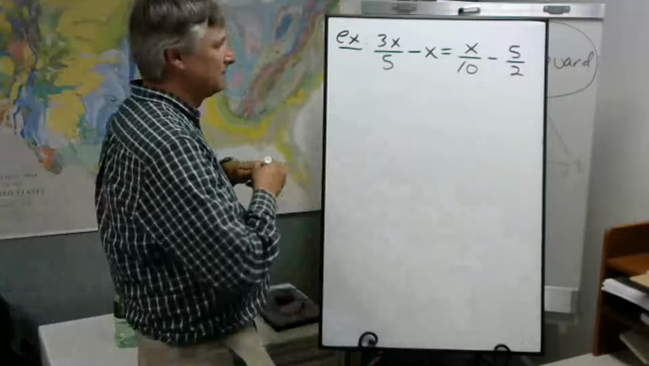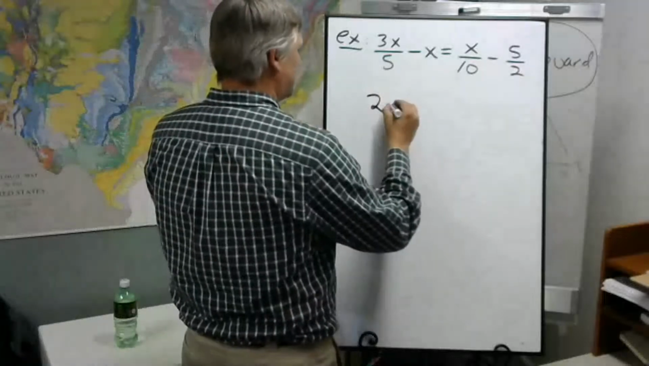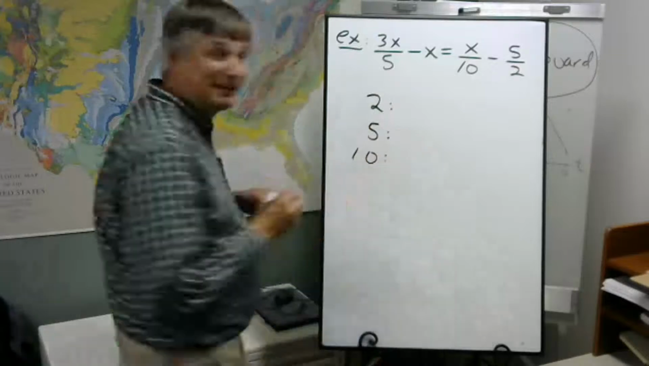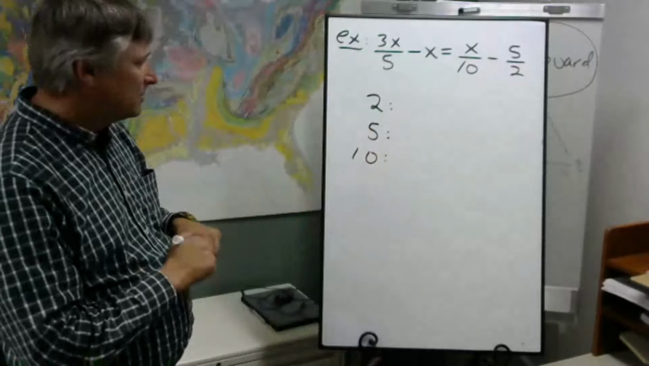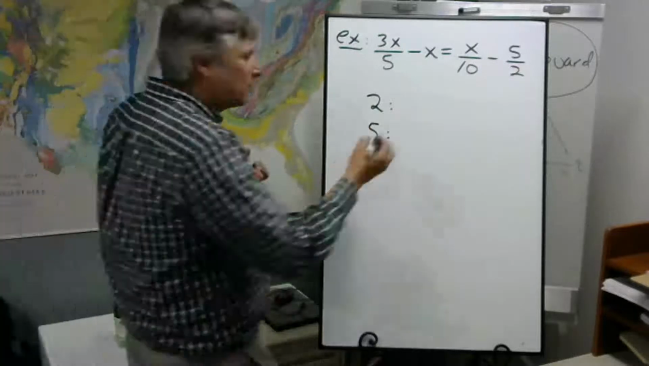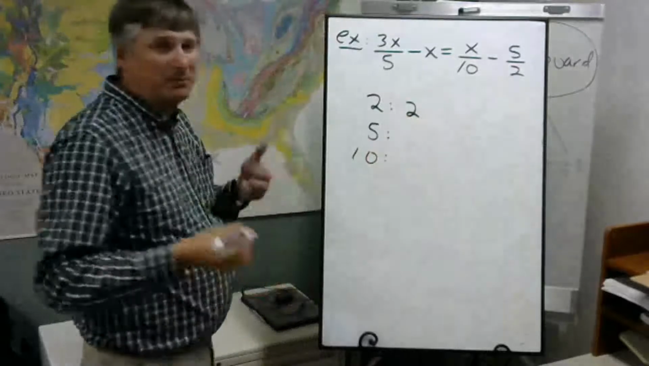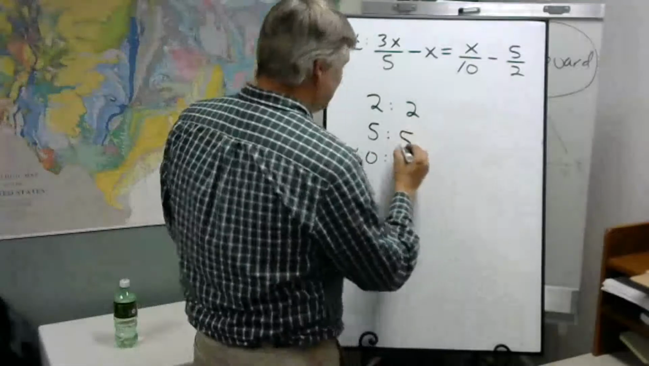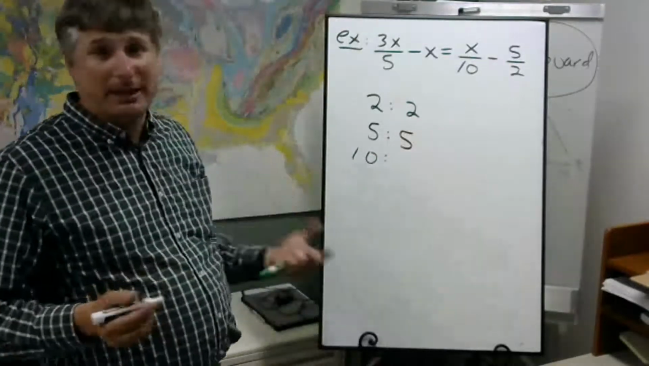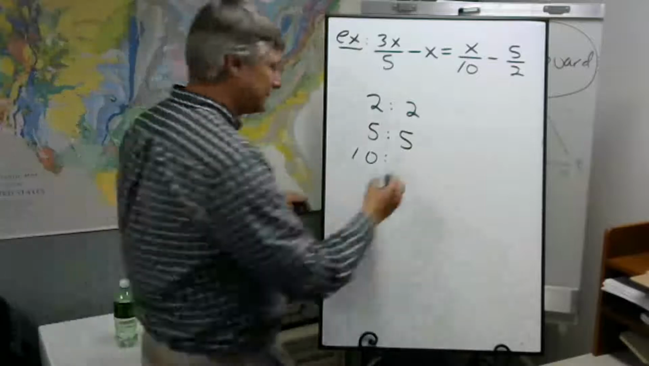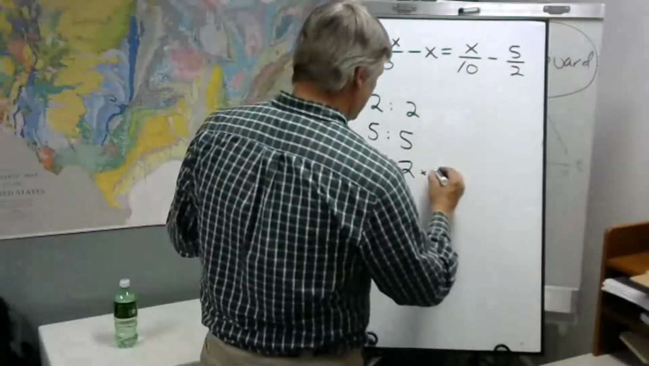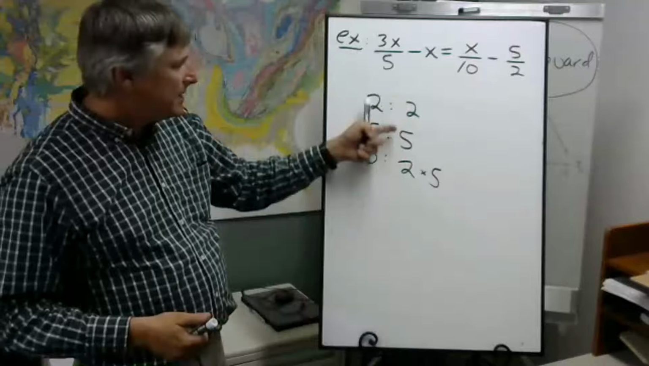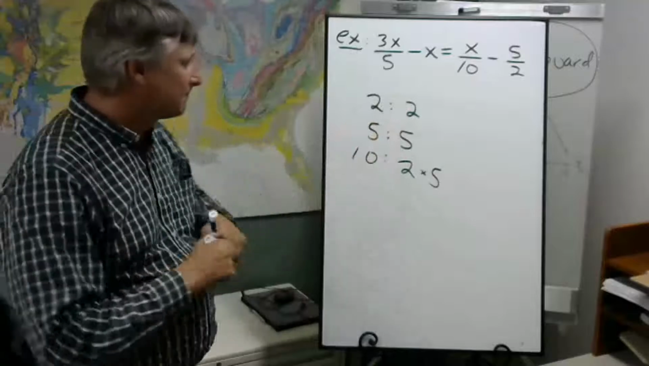Now let's take a look at this. The denominators are 2, 5, 10. So what are the prime numbers here? Well, 2 is already a prime number. Don't have to multiply anything to it. It's already prime. Same with 5. It's already prime, so we don't need to multiply anything with 5. 10 is 2 times 5. So we need to make these 3 listings the same.